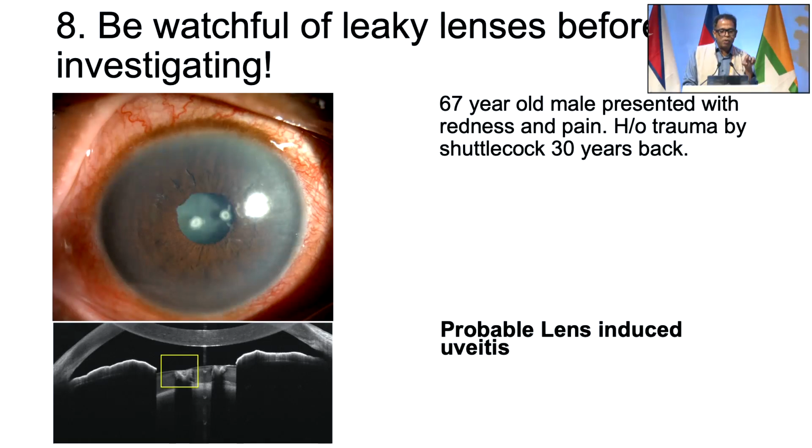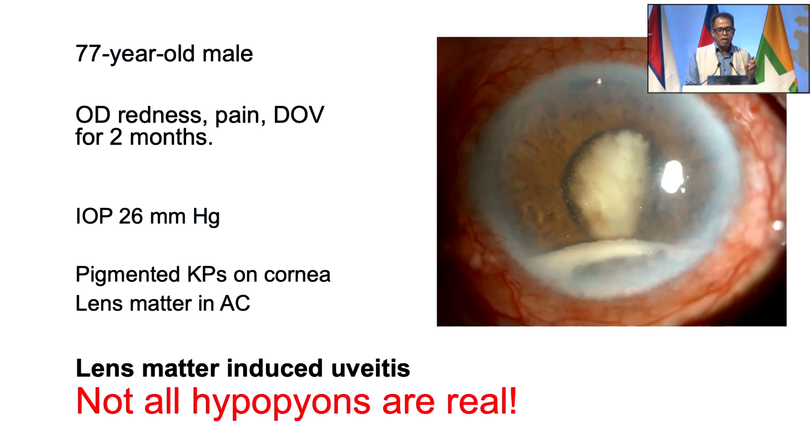Now, sometimes you see a patient who presented with an anterior uveitis like picture, but if you carefully look here, you can see some whitish mark in the lens. So this was basically a lens-induced uveitis. These are very important things you have to know. This is another 77-year-old male. You can see here, this is basically a lens-induced uveitis. So you need to understand that lens-induced uveitis.